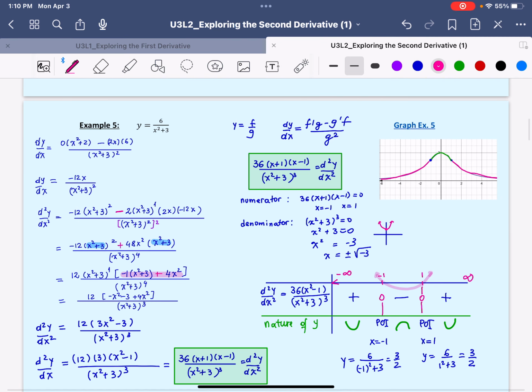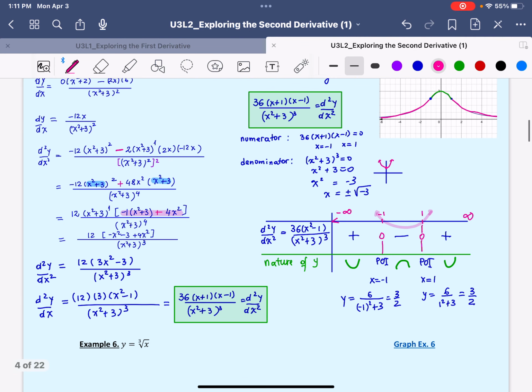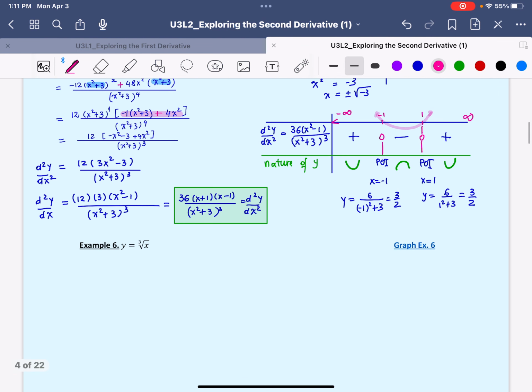This is how we use the second derivative to analyze the concavity on the graph of a function, of a rational function to be more precise. So in the next example, we have example number 6. We have something slightly different, so we'll talk about it in the next recording.